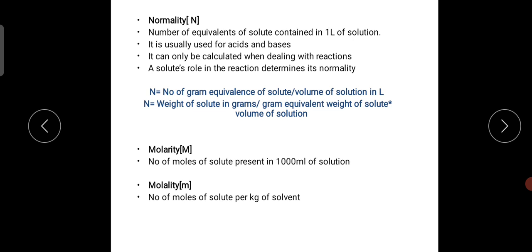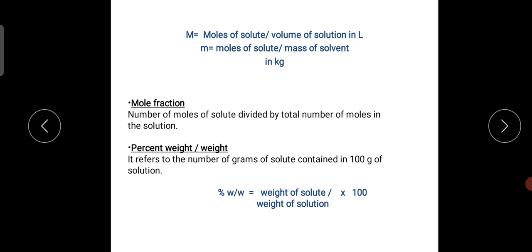Then molarity. Molarity is denoted by capital M. That is the number of moles of solute present in 1000 ml of solution. Molality is denoted by small letter m. It is the number of moles of solute per kg of solvent. And the formulas of both: molarity is moles of solute divided by volume of solution in liters, and molality is moles of solute divided by mass of solvent in kilograms.